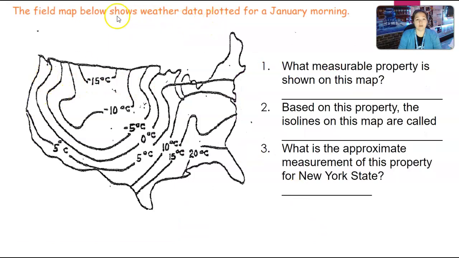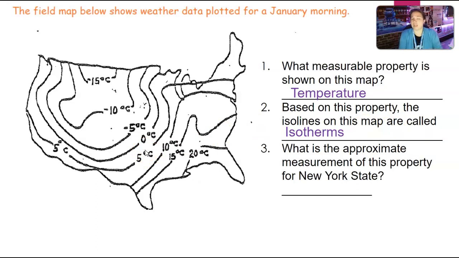And now right here, we have weather data plotted for January morning. Looking at these, I see degrees Celsius. These are all temperatures. That's the measurable property on this map, the field value for this map. Based on this property, the isolines are called isotherms because I'm dealing with temperature, thermometer, therms.